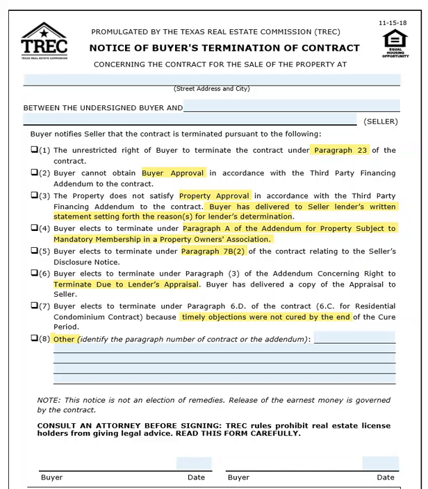So again, this has nothing to do with release of earnest money. These are just the buyer rights to terminate, and so they send this notice to the seller to let them know they are terminating the contract with no intention of buying the home.